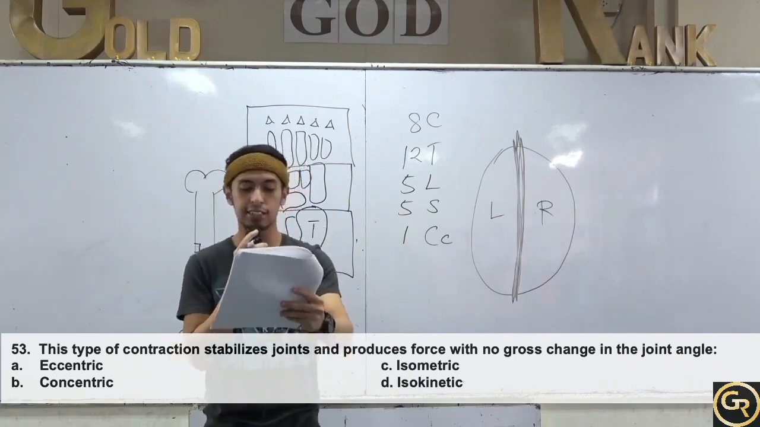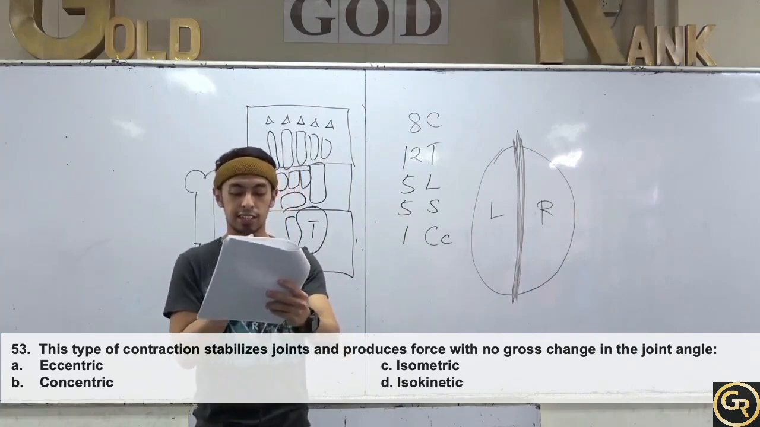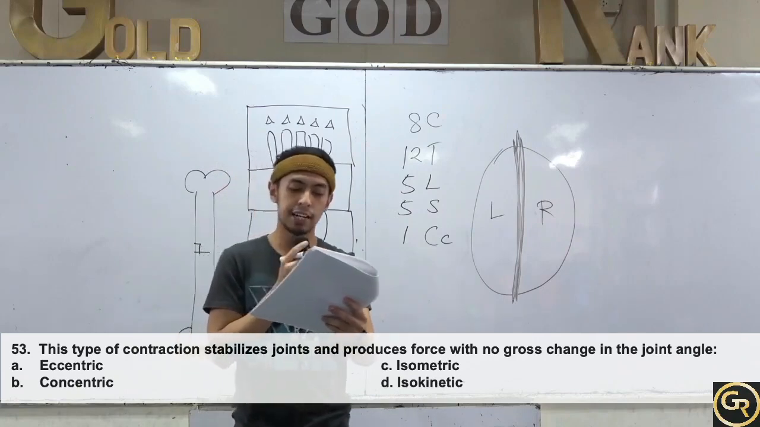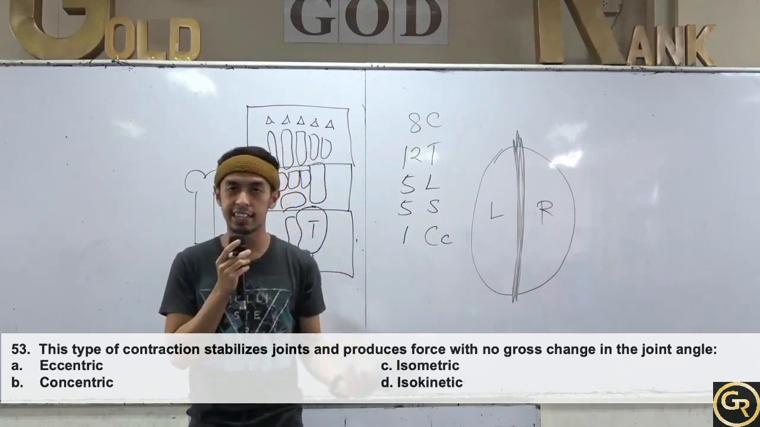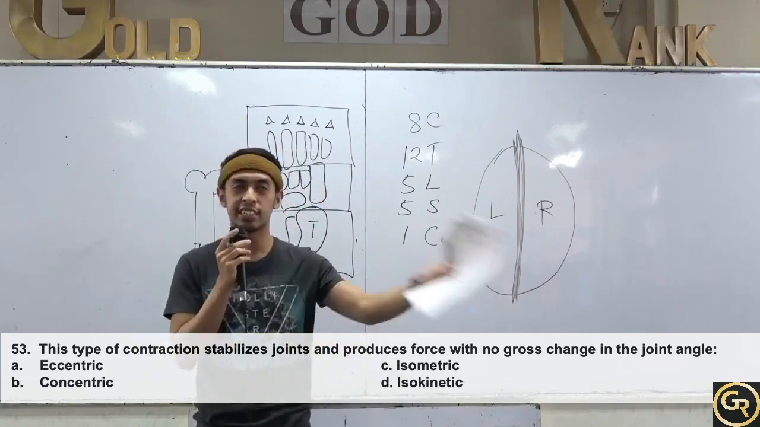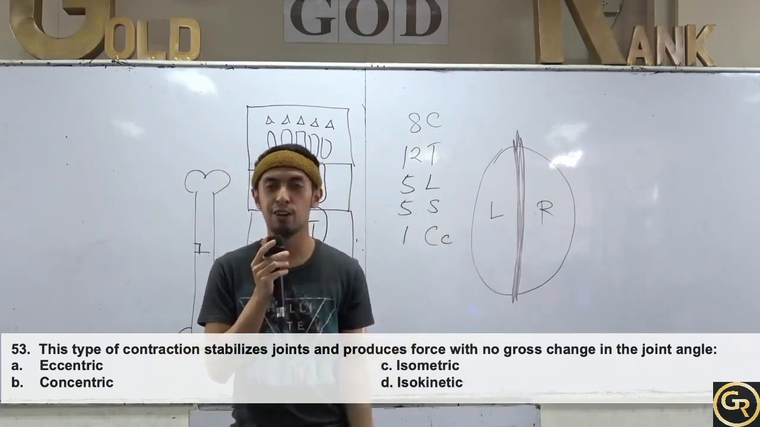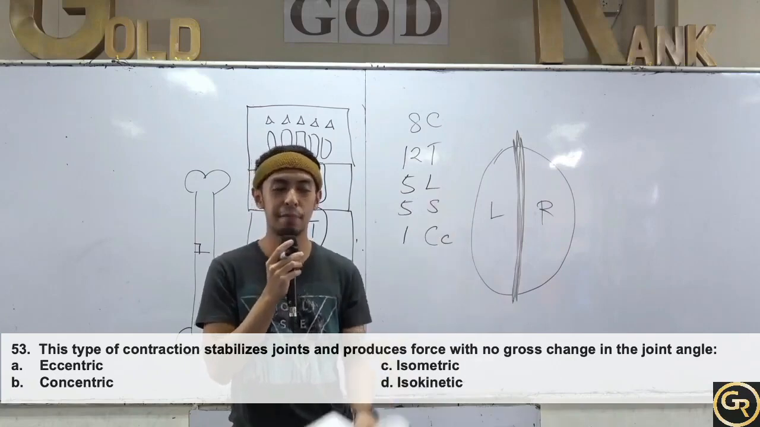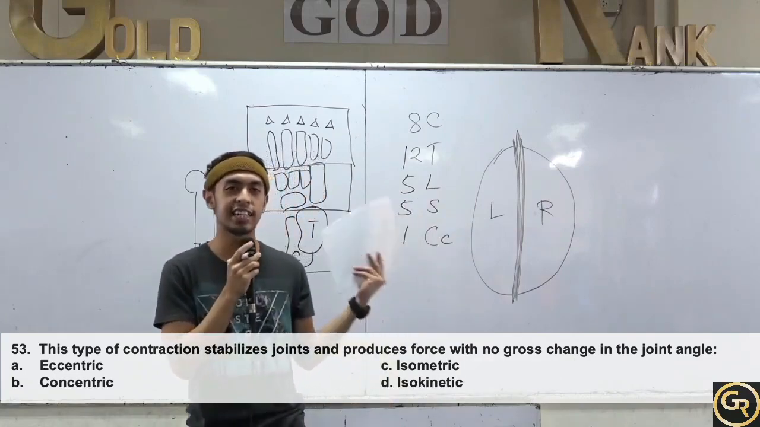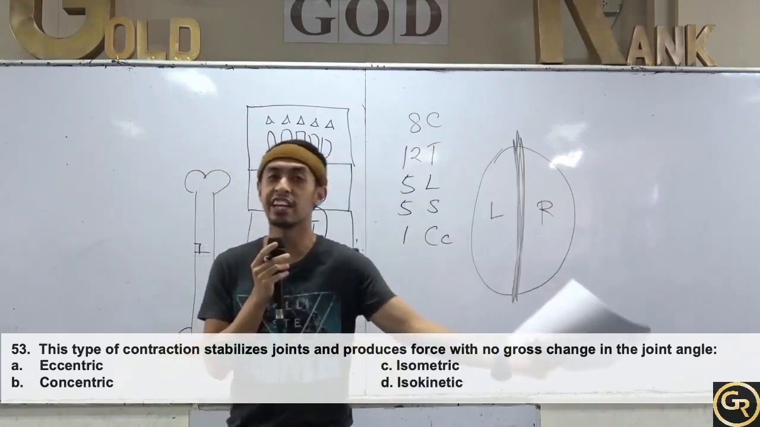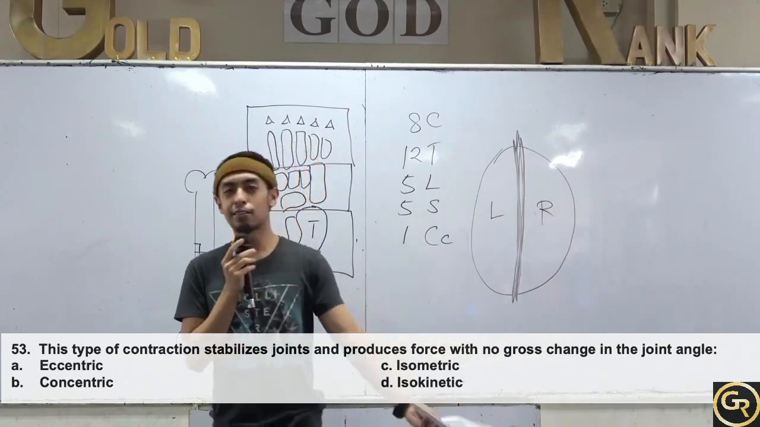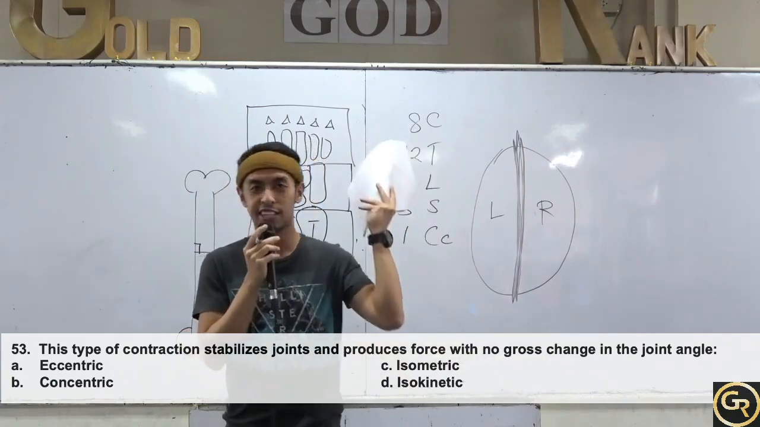Okay? Tama po ba? That's your isometric contraction. Pag sinabi naman nating isokinetic, it's the same velocity of the muscle movement all throughout. Okay? It's the same muscle velocity. Pag sinabi naman nating eccentric, it's muscle lengthening. Okay? Pag sinabi nating concentric, it's muscle shortening.